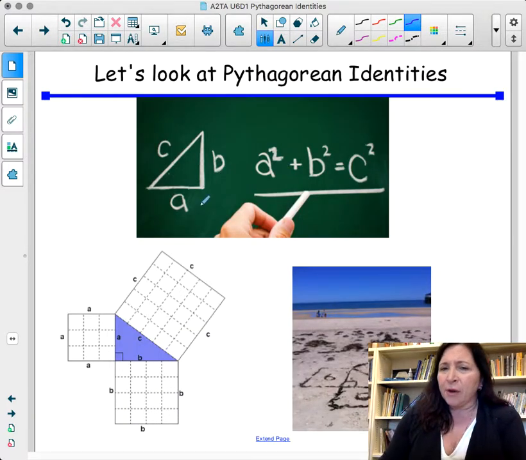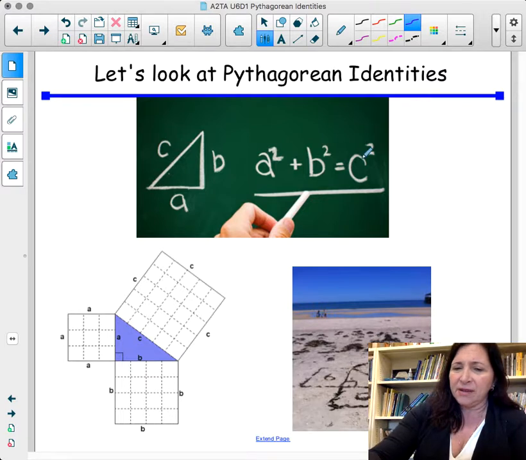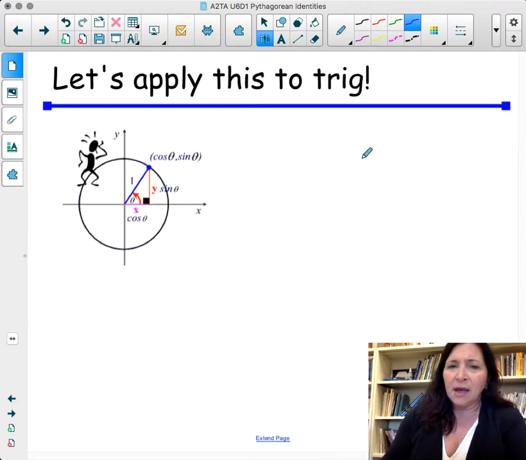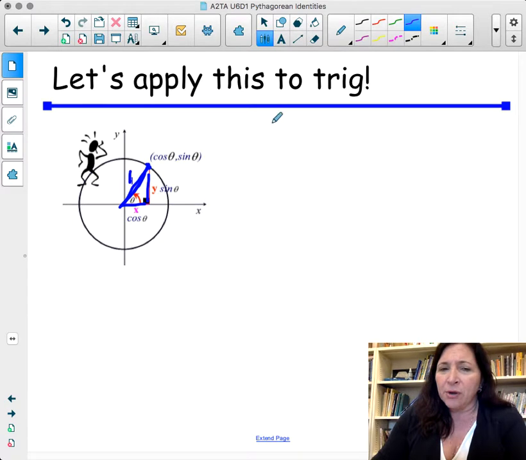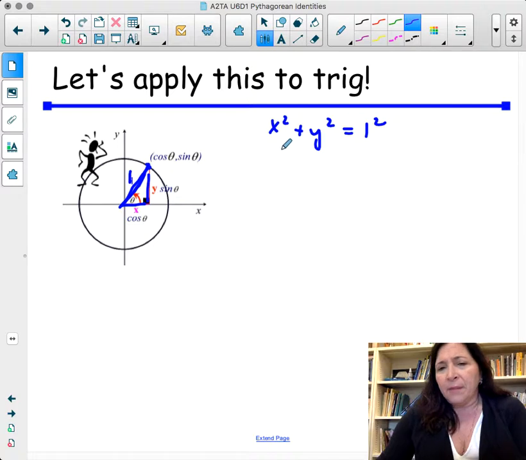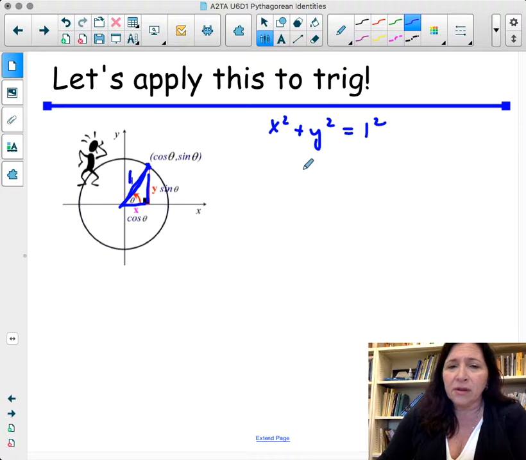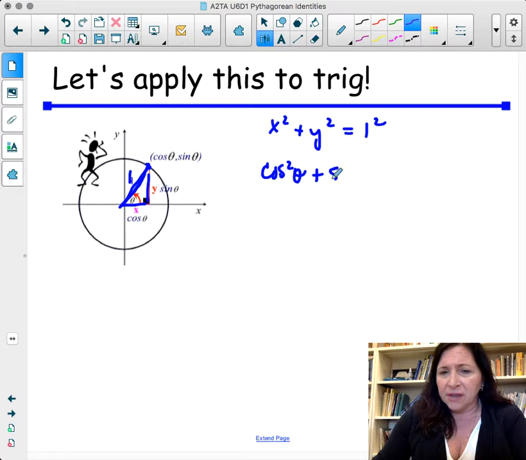So looking at some Pythagorean identities, that's what we're going to be going through today. We're going to apply this to trig. And again, we know that this is our cosine value, which is x. We know this is y. And this is 1, meaning it's our unit circle, so that would be a 1 unit radius. We know that x squared plus y squared is equal to 1 squared, okay? Using the Pythagorean theorem, but replacing x with cosine and y with sine, you would get cosine squared of theta plus sine squared of theta is equal to 1.